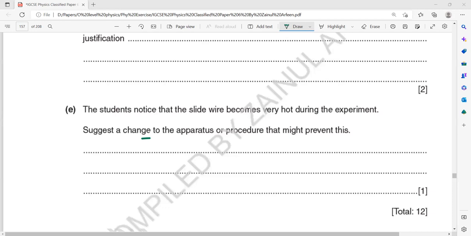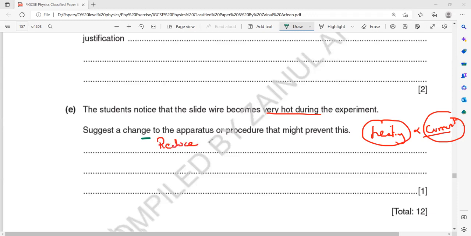But here, what we want: if you increase the cross-sectional area, the resistance will decrease, so current increases. If the current increases, the heating effect will also increase, because the heating effect is directly proportional to the current. If more current is there in a device, it will produce more heat. We want to reduce the heating effect. So what we should do? We can reduce the cross-sectional area, because when we reduce the area, the resistance will increase.